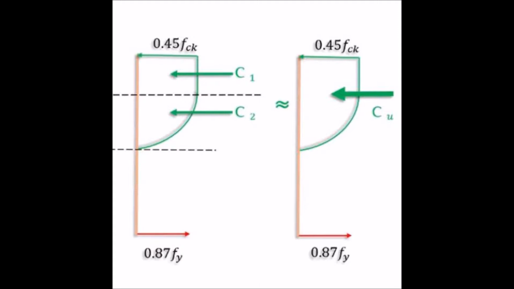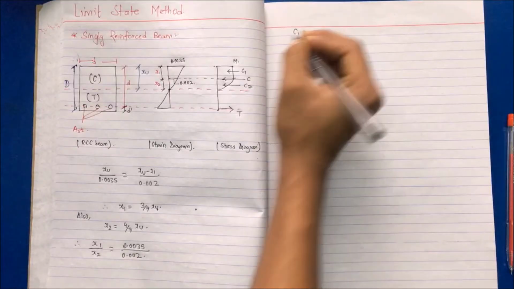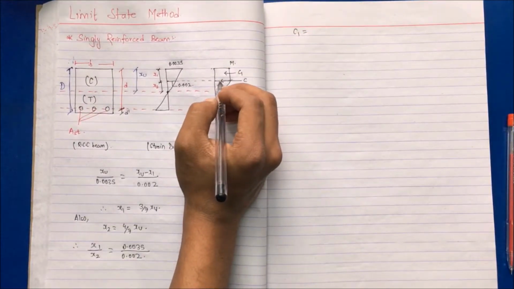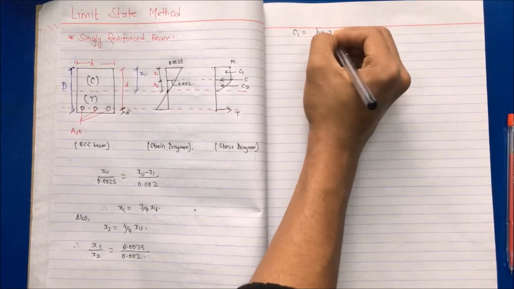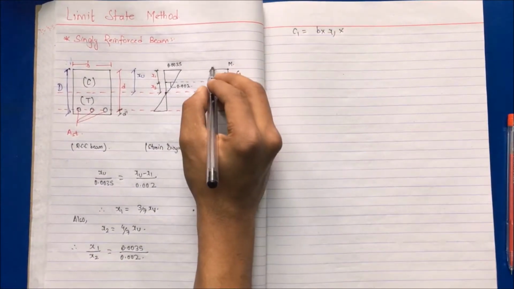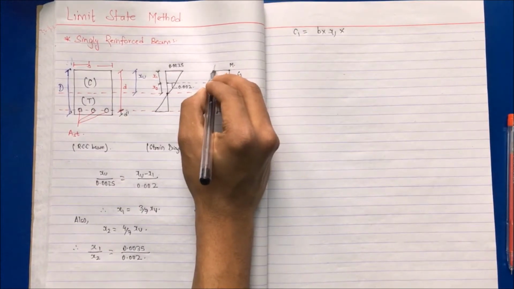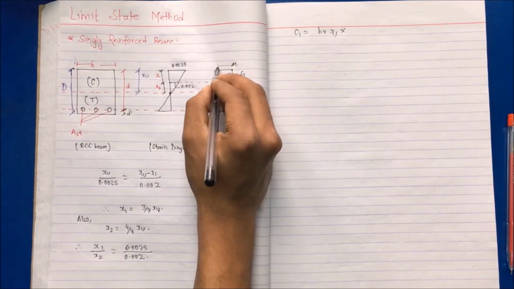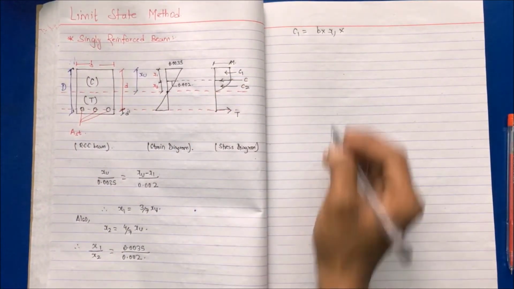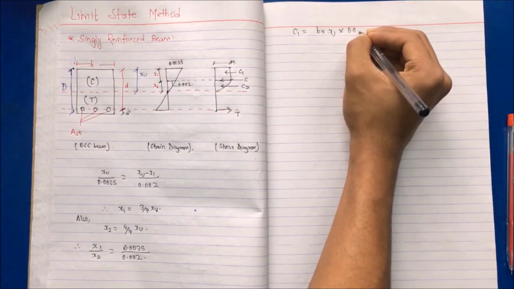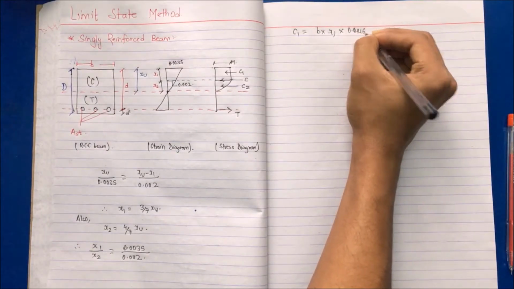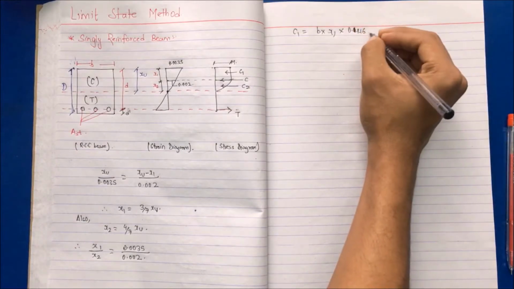The stress curve is divided into two sections, the first being rectangular and the other being parabolic. Let C1 and C2 be the compressive forces in sections 1 and 2, that is rectangular and parabolic, and C be the total compression, that is C1 plus C2. For C1, the rectangular portion, it is B into x1 multiplied by the characteristic strength of the concrete, which is taken as 0.447 FCK.